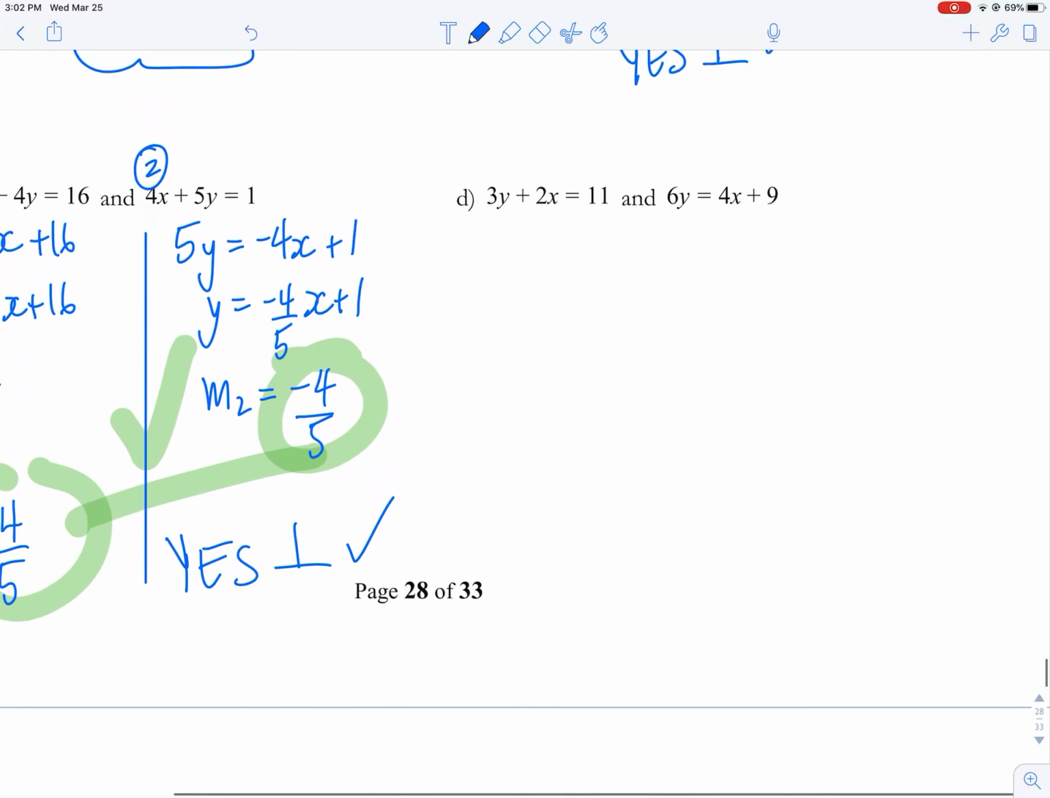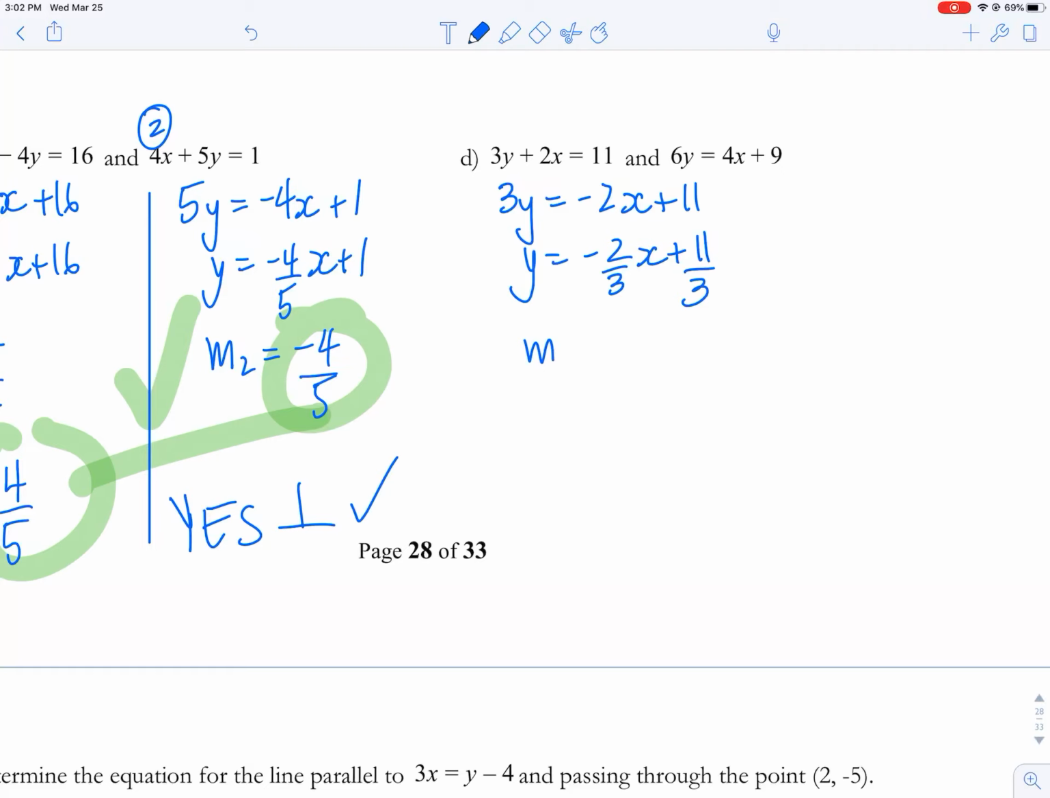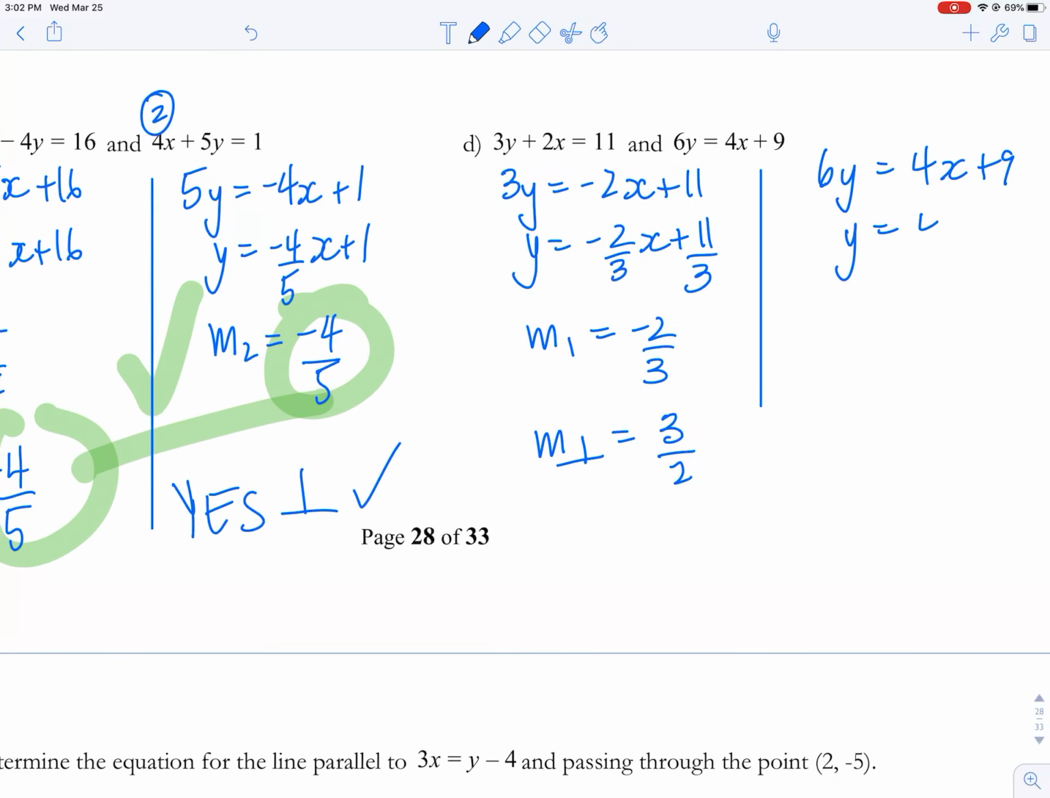And for D here, we still need to isolate our y's to find out our slopes. So 3y equals negative 2x plus 11. Y equals negative 2/3 x plus 11 over 3. The slope of the first line is negative 2 over 3. So my perpendicular slope would be, flip it upside down, change the sign, negative to positive. So let's see what happens with our second line. 6y equals 4x plus 9. Y equals 4 over 6x plus 9. My slope of my second line is going to be 2/3.